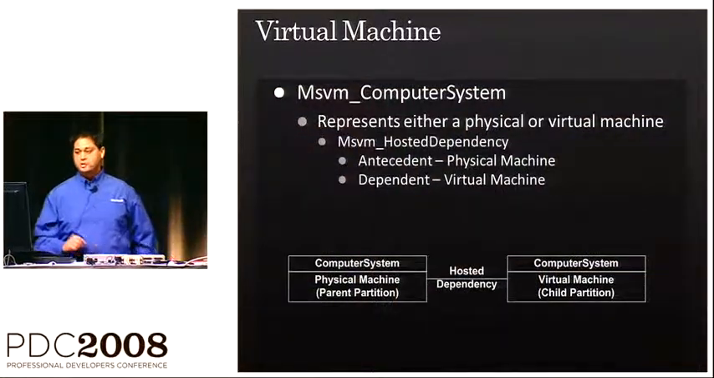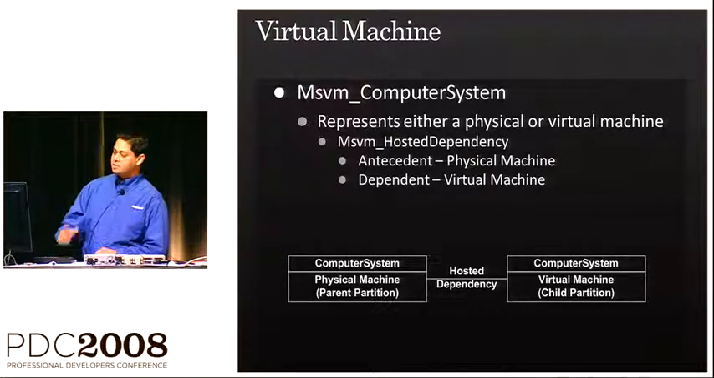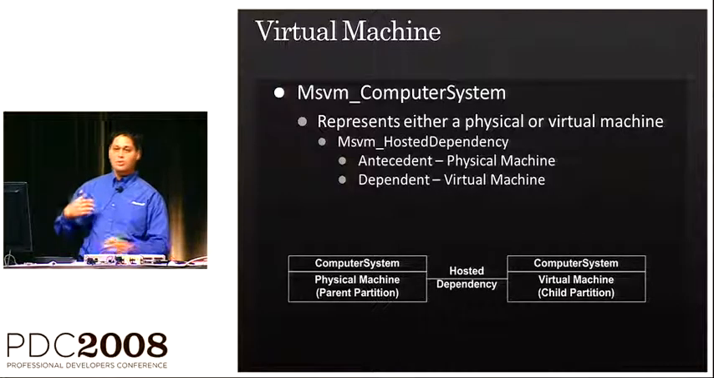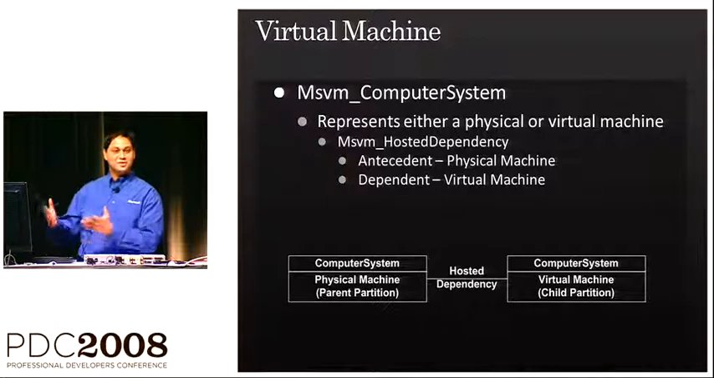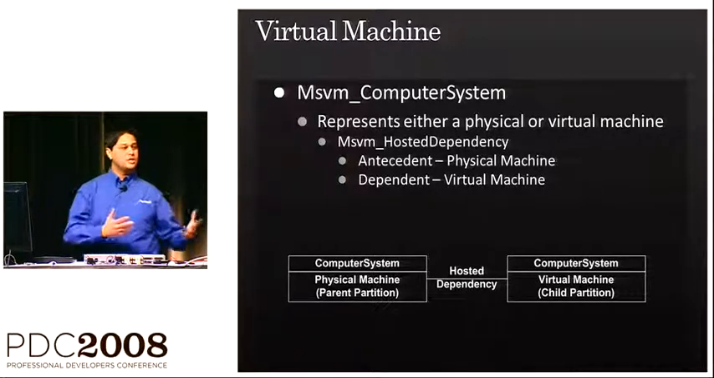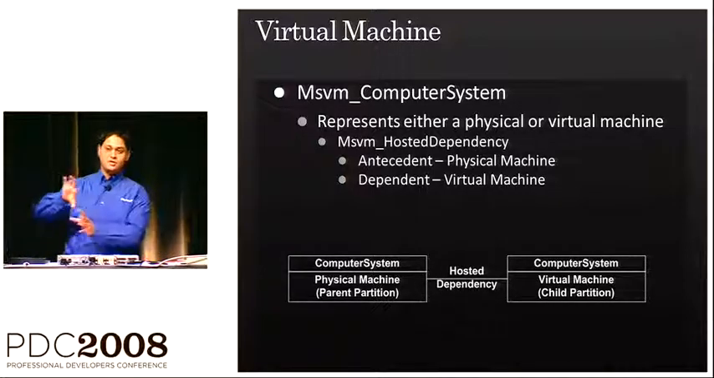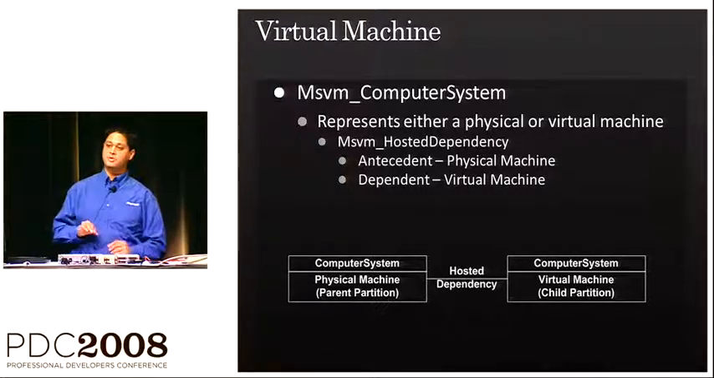So, MSVM_ComputerSystem. As I mentioned, the computer system class represents the virtual machine in the diagram we just looked at. However, it can also represent the physical machine. The reason we did this goes back to the DMTF standard that we're based upon. The reasoning was, let's try to make these things look as if they were physical machines and abstract away some of the virtualization aspects of it.